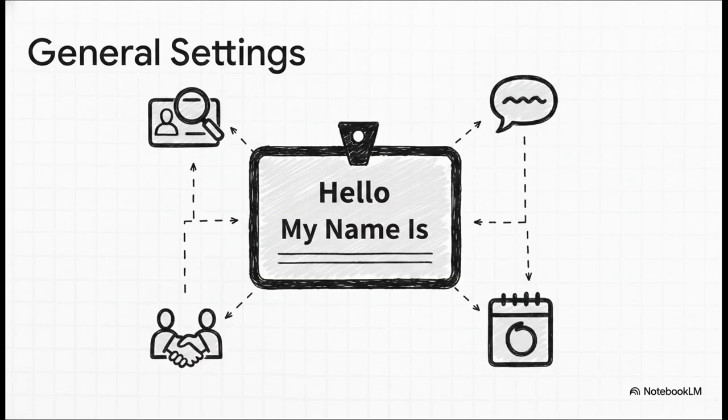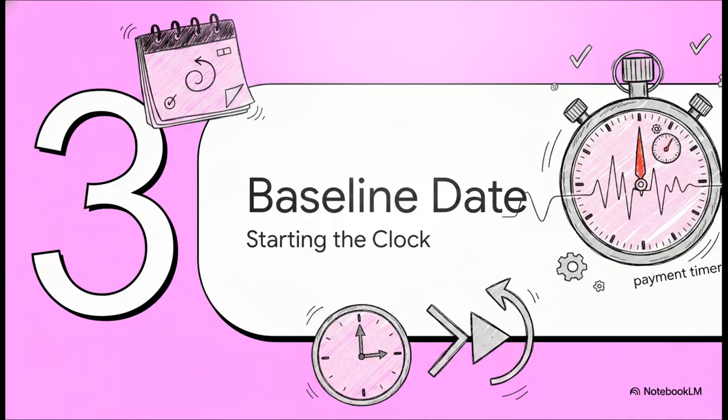By filling all this out, you're telling SAP exactly when and where to trigger the specific deal. Moving on to Section 3, setting the baseline date, starting the clock.